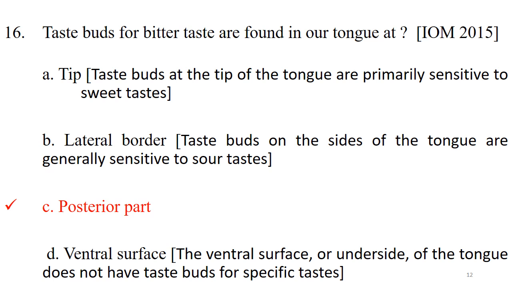The option A, tip, is incorrect because taste buds at the tip of the tongue are primarily sensitive to sweet taste. And option B, lateral border, is also incorrect because taste buds on the sides of the tongue are generally sensitive to sour taste. And option D, ventral surface or underside of the tongue, doesn't have any taste buds for a specific taste, so it is also incorrect.